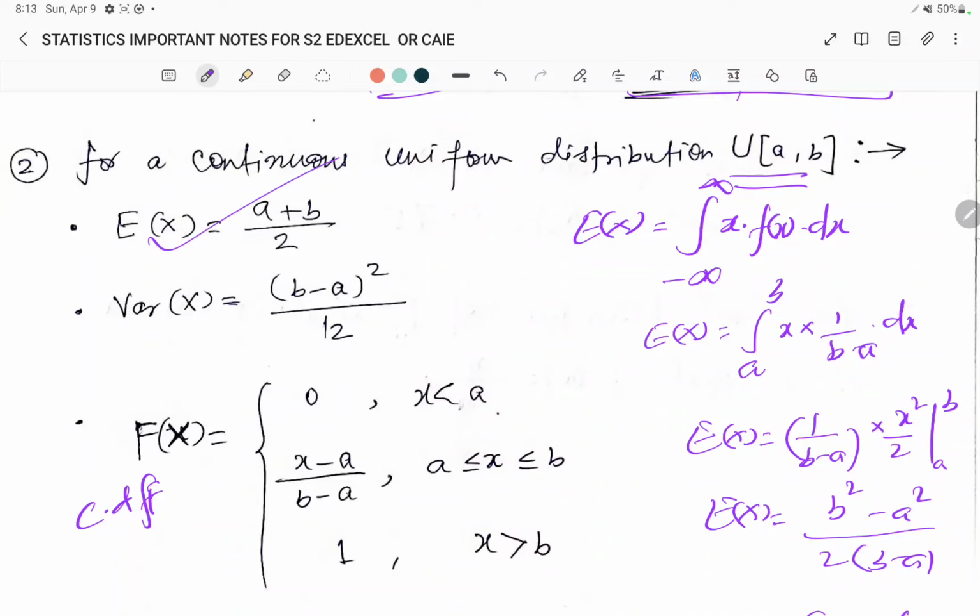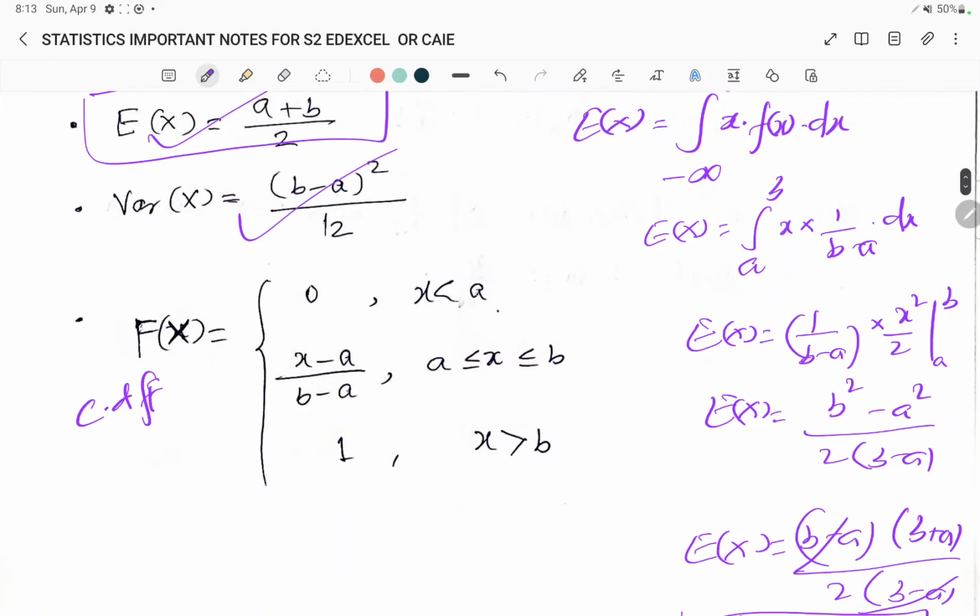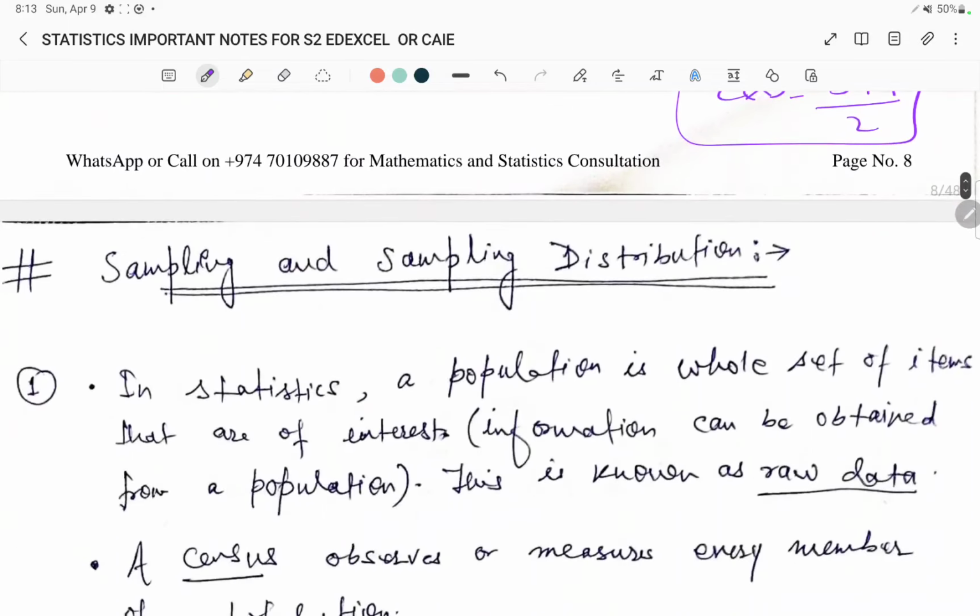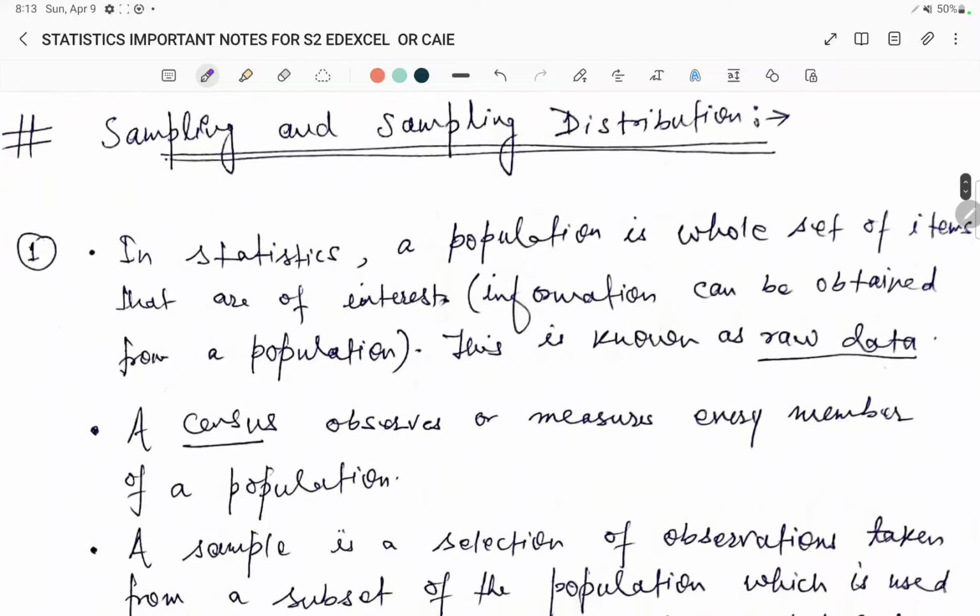So if it is a uniform distribution, then simply you can write E of x as a plus b divided by 2, variance is b minus a whole square divided by 12, and F of x is 0 when x is less than a, and otherwise x minus a over b minus a. See, x in the middle, a to b, so x minus a over b minus a, easy to remember. And when x is greater than b, then it is 1. The last is always 1.